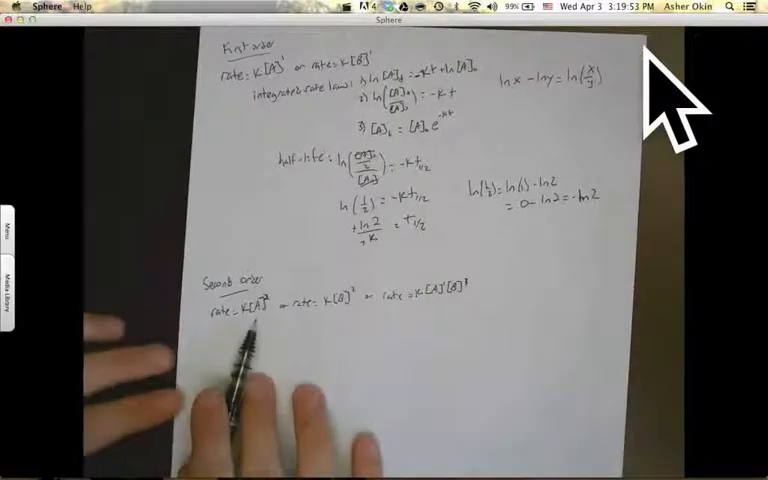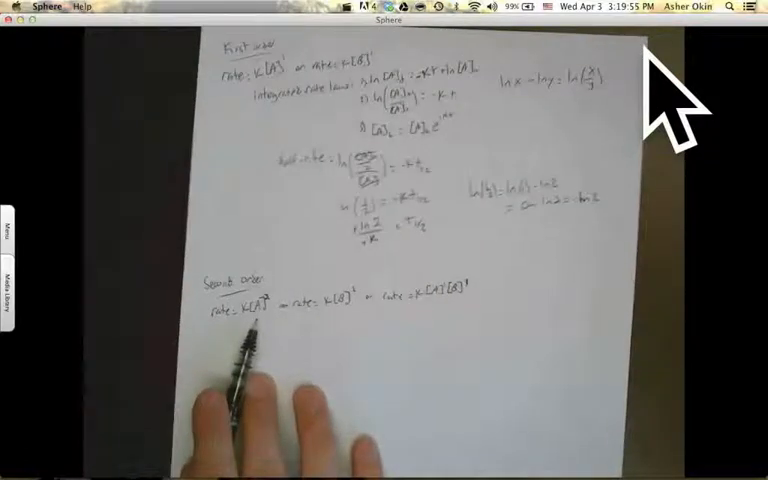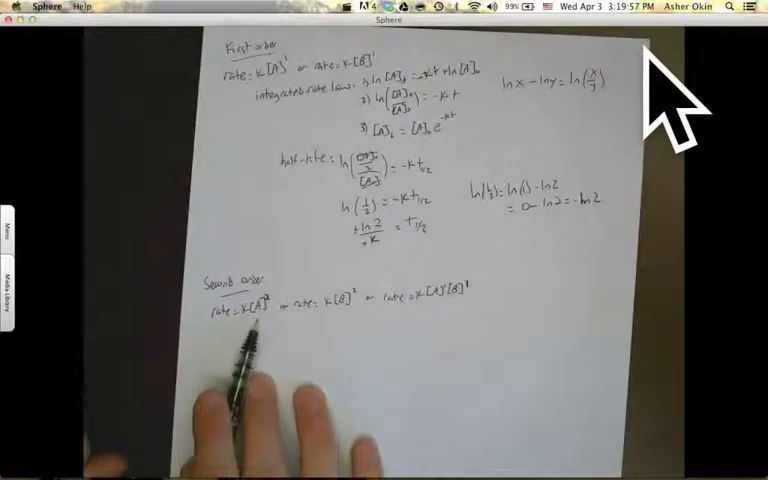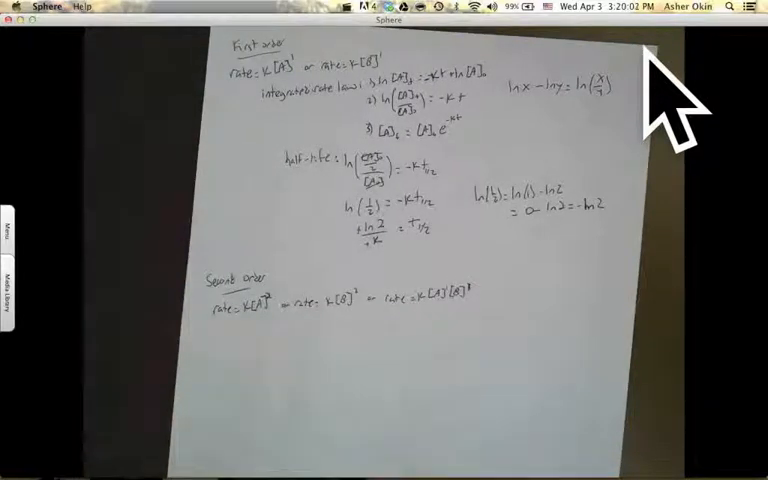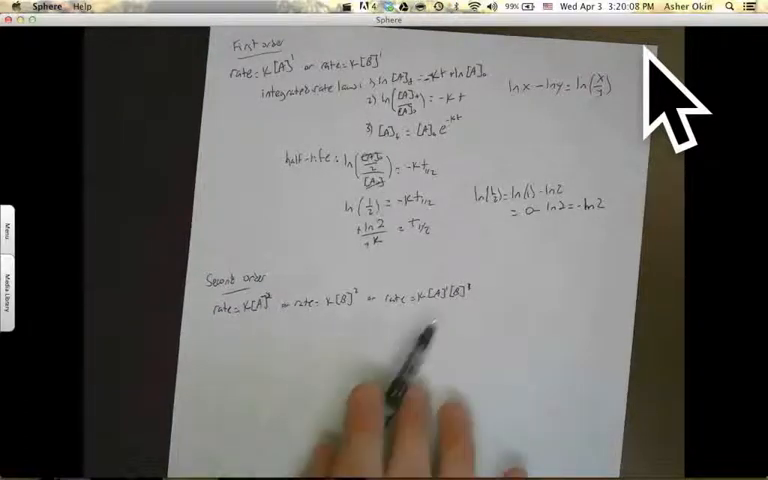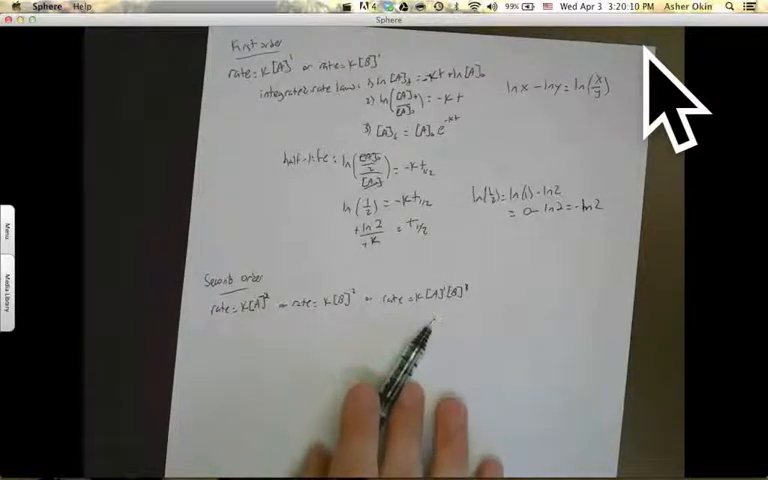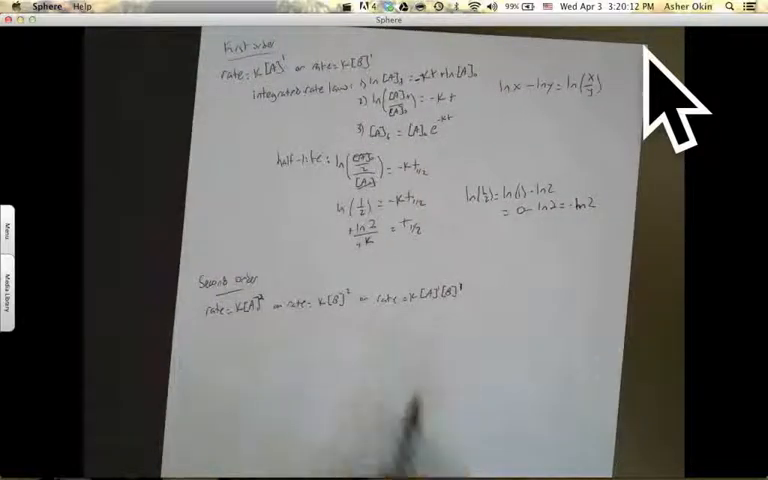So in this case, we have m is equal to 2 and n is equal to 0, which means that the concentration of B is 1, and you don't really have to write it in the equation. Or we can have it like this, where m and n both equal 1, and then when you add them together, you get 2.